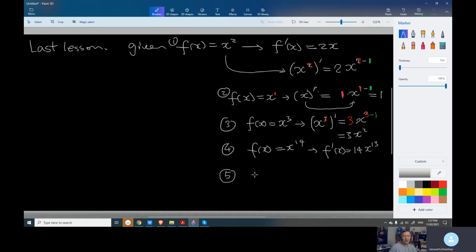Now, let me give you a challenging question. How about f(x) equal to x squared plus x cubed? How do we find the first derivative? You've got the sum of two functions. Do you agree? This is just like algebra. You have to do it one by one.